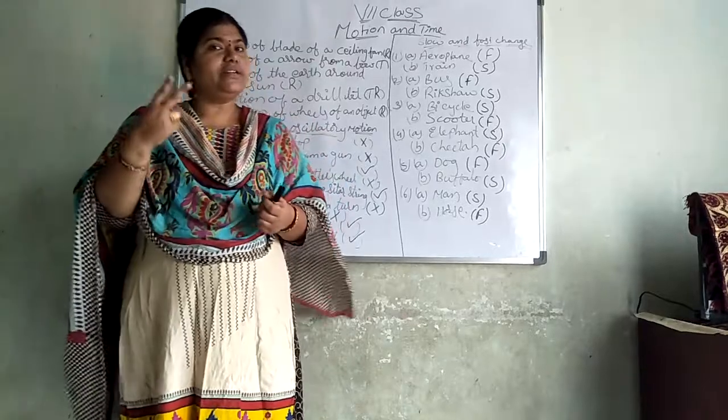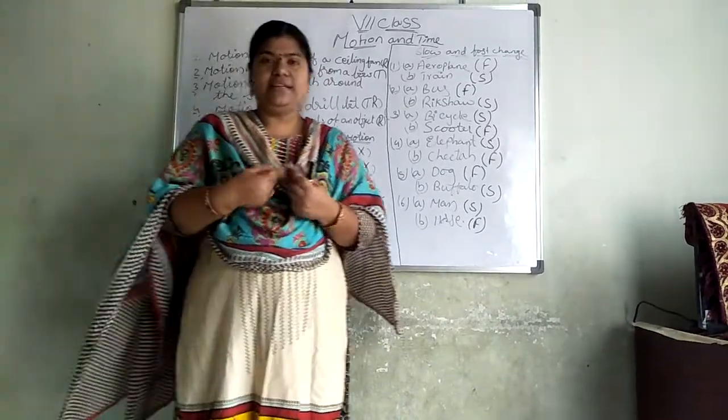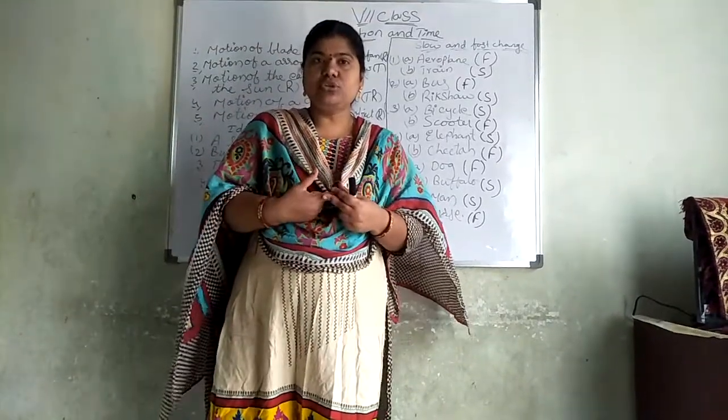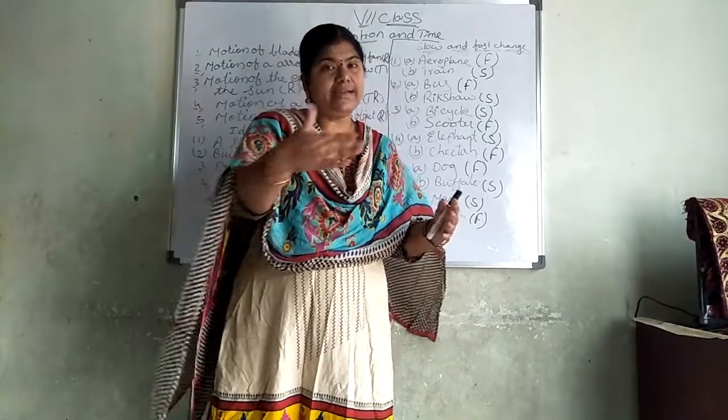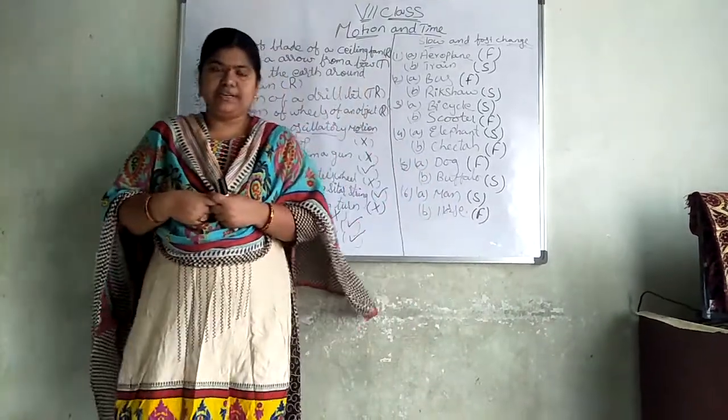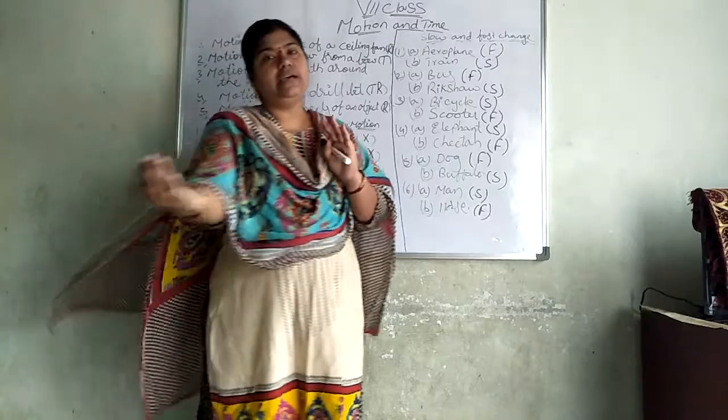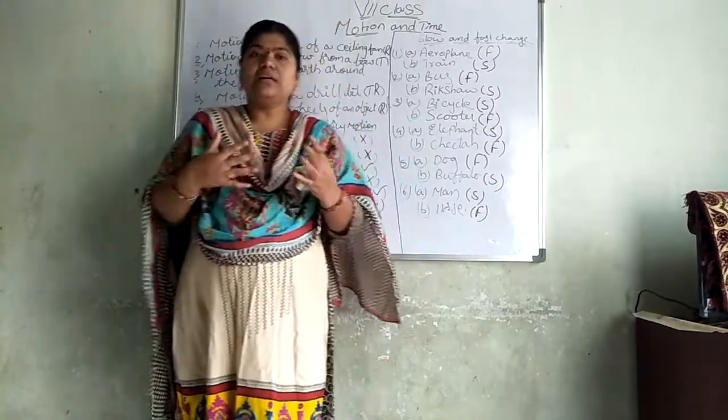Again, translatory was divided into 2. What are they? Rectilinear and curvilinear. What is rectilinear motion? If an object is moving in a straight line, then we will say it is rectilinear motion. If an object is taking a curve, then we will say it is curvilinear motion.